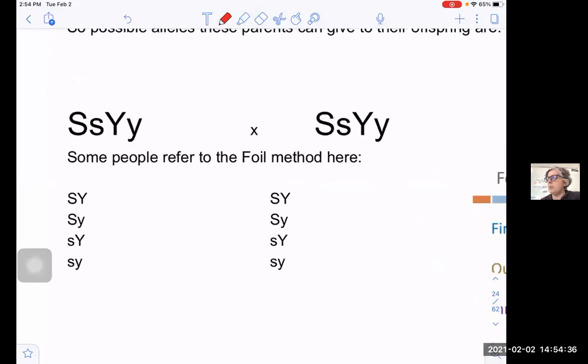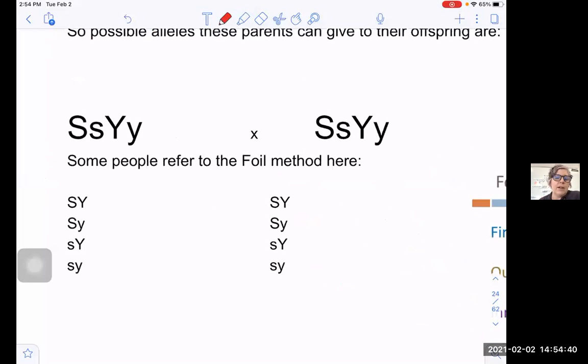So if these are our parents, big S, little s, big Y, little y, they're heterozygous for both traits. 1 possible gamete that this parent can pass on is big S, big Y. Okay, that's the first possible combination. This parent can also pass on the big S with the little y. So that's the second possible gamete. This parent can also pass on little s, big Y. That's the third possible gamete. And this parent could also pass on little s, little y. So there are 4 possible gametes that this parent could pass on to their offspring.